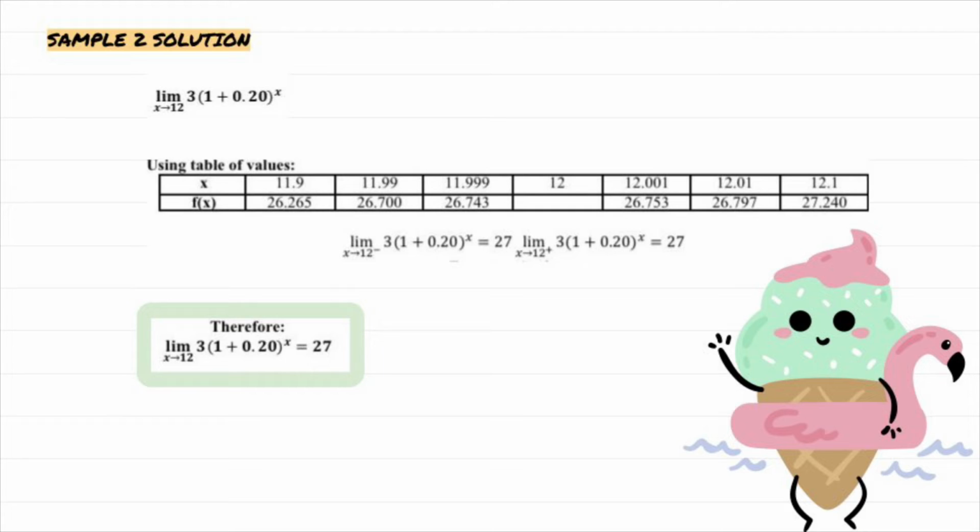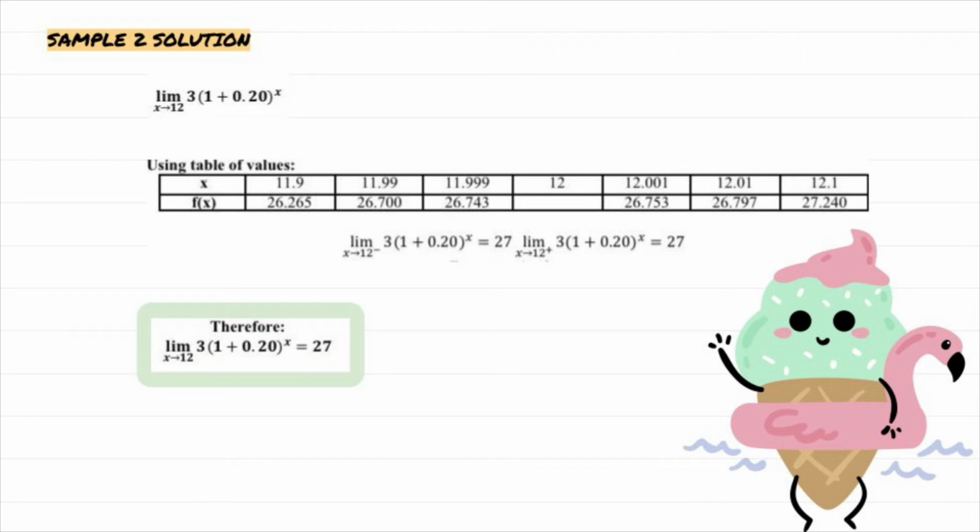We will once again plot the same x values and simply substitute them into our function. Take 11.9 for example. The function will now be 3 multiplied to the quantity of 1 plus 0.20 raised to the power of 11.9, which results in a corresponding value of 26.26504098, or 26.265 when rounded off to 3 decimal places. Simply substitute the other x values as well until you get all their corresponding y values.